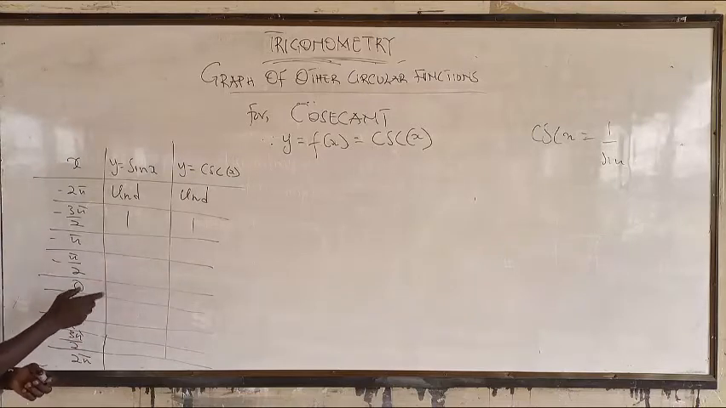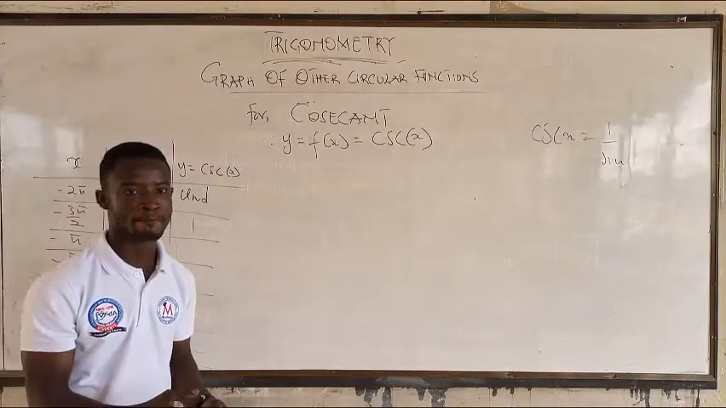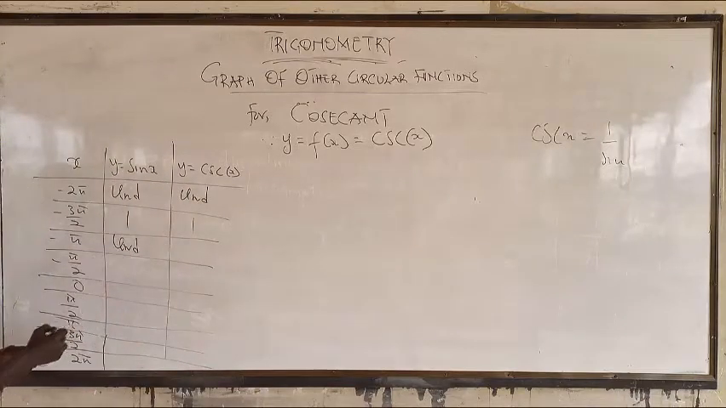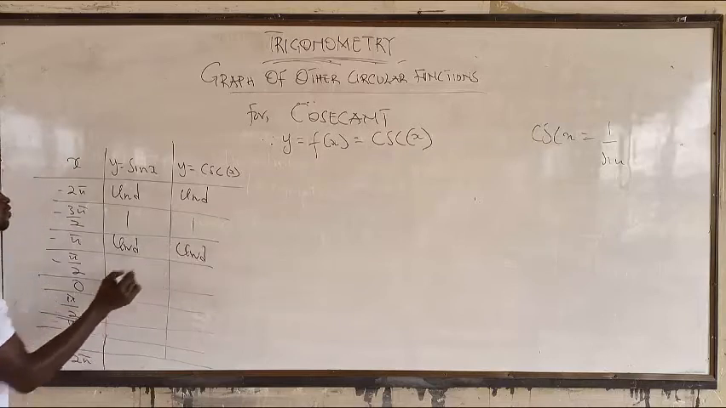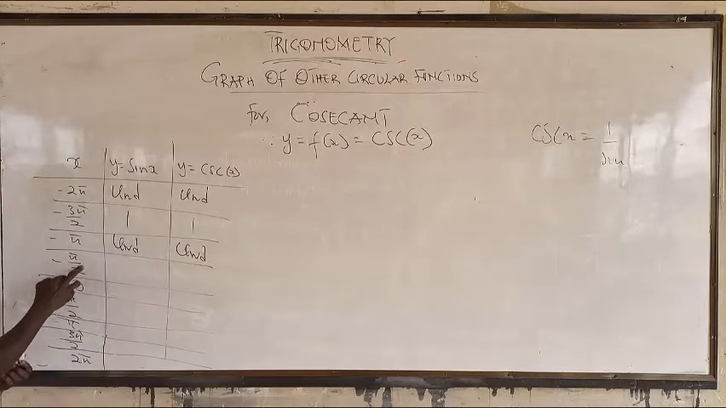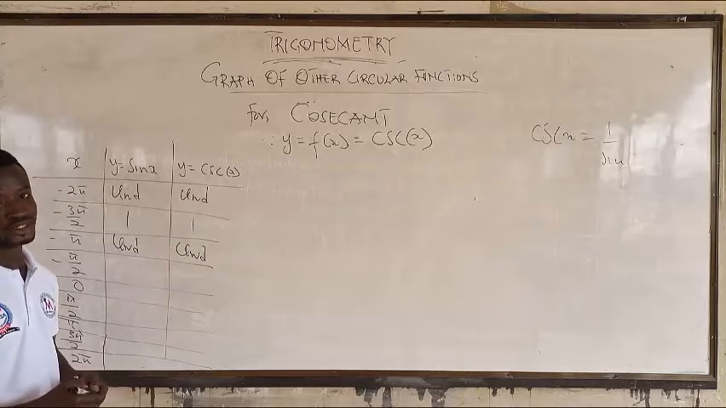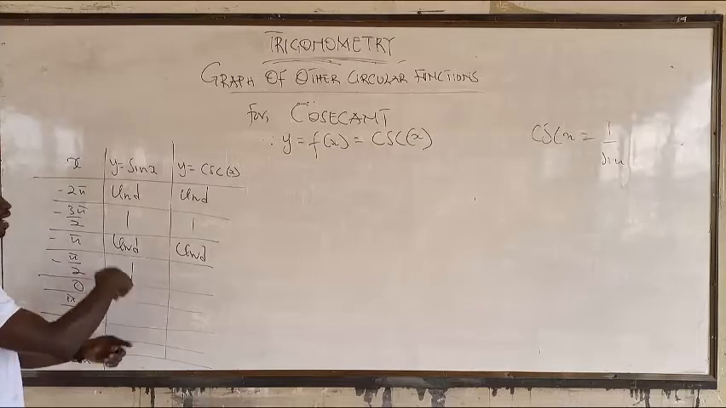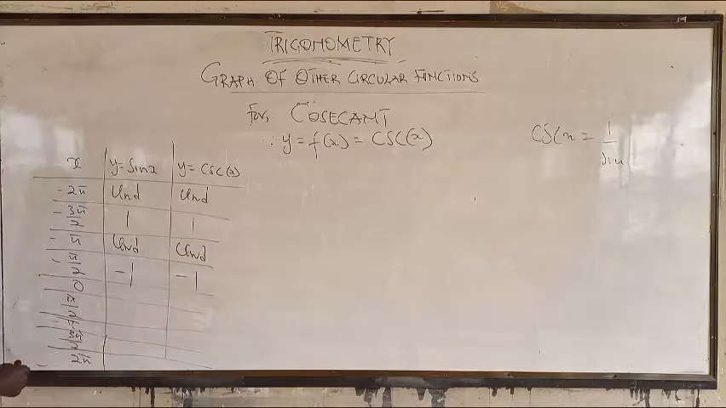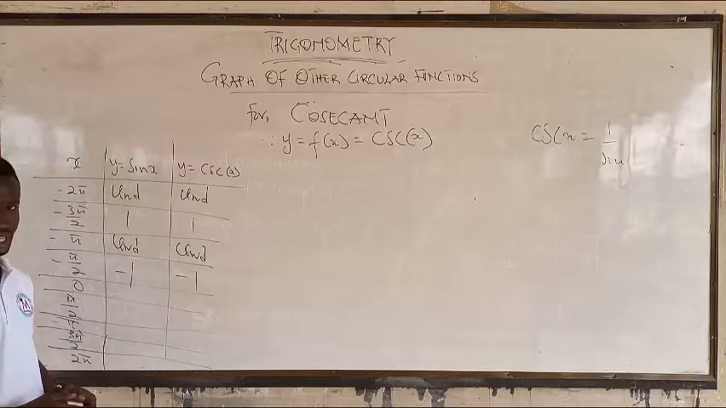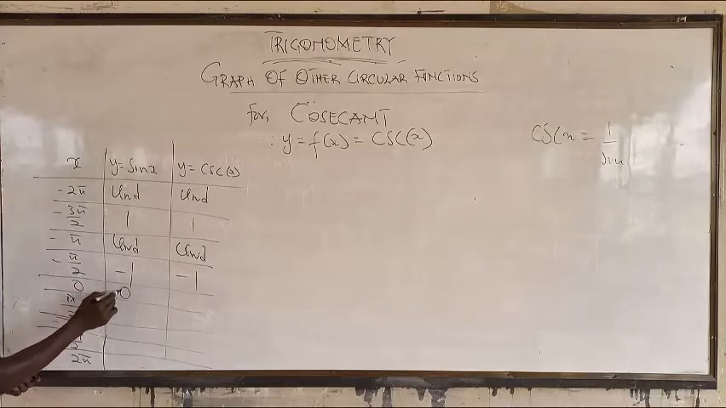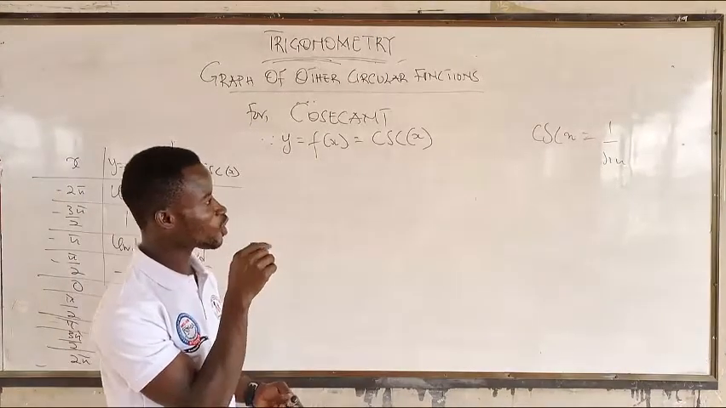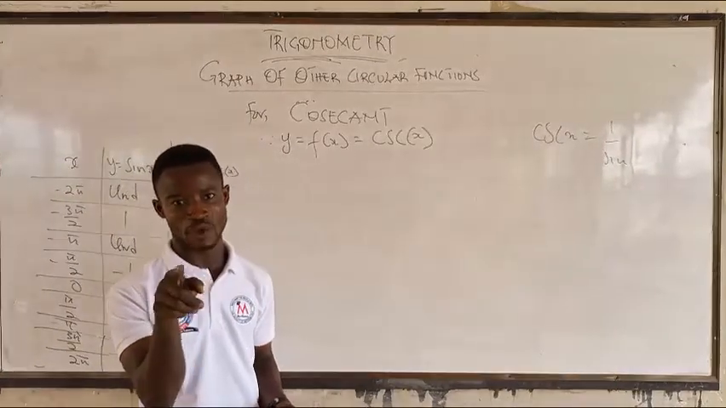Then let's go to negative pi. Sine of negative pi is going to give you undefined. Very good. And the same thing here, undefined. And negative pi on 2 is going to give you negative 1, and 1 over this is still negative 1. Then sine of 0 will be giving you 0. Don't forget that cosecant, since it's 1 over sine, is going to be an odd function.